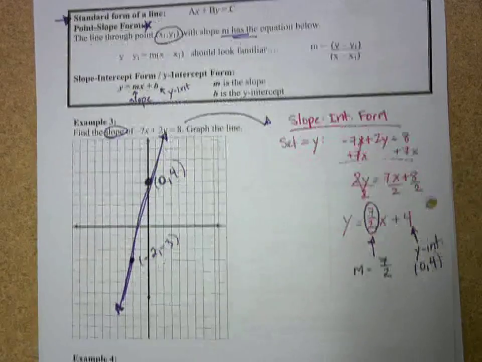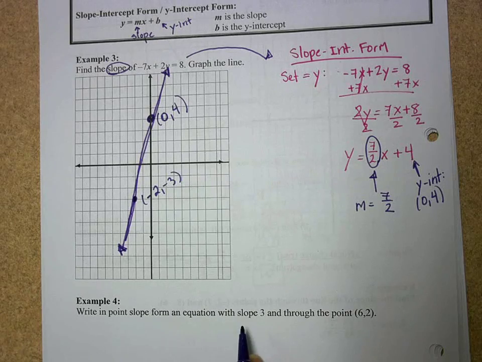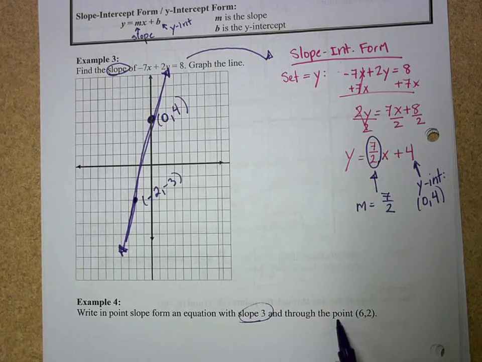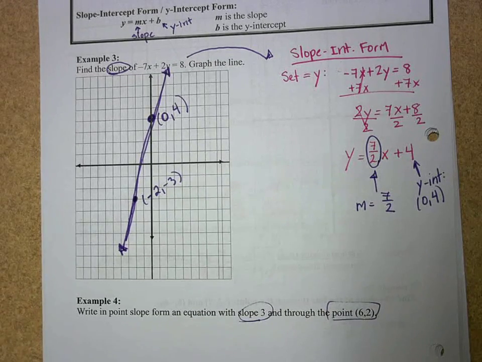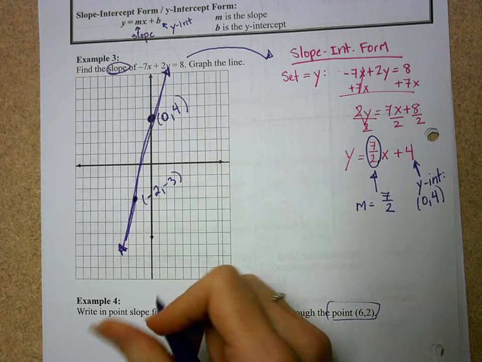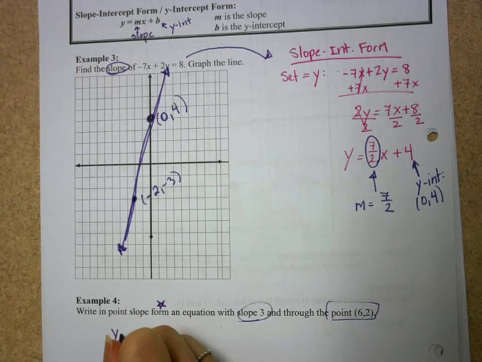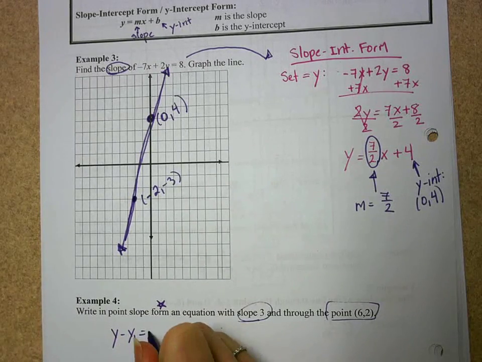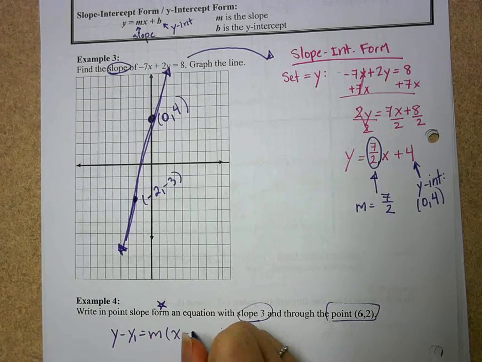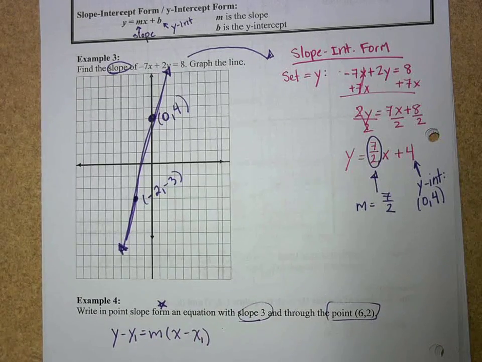Okay, let's keep moving on. Write in point-slope form an equation with slope 3 and the point (6, 2). Well, this example is pretty straightforward. They tell us which form we should use, point-slope form. So let's rewrite it just to make sure that we know it. It's y minus y1 equals the slope times parentheses x minus x1.